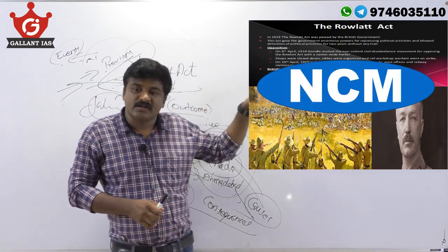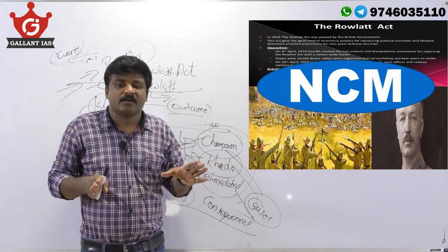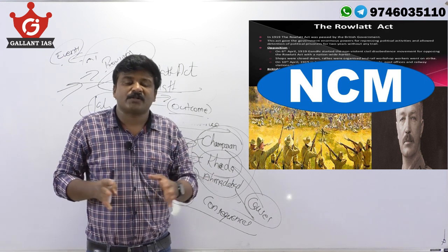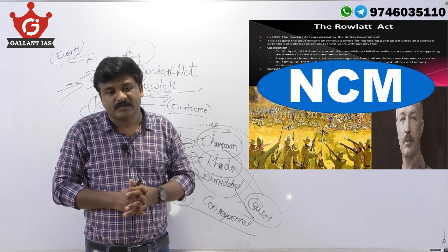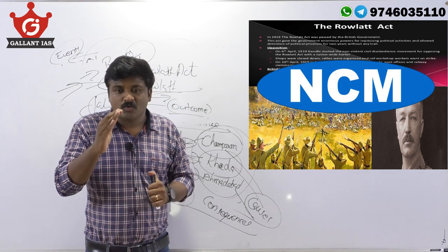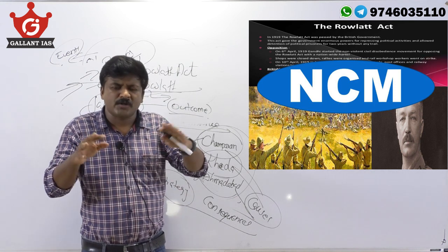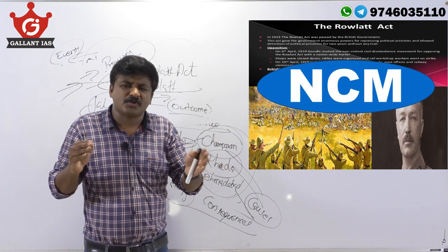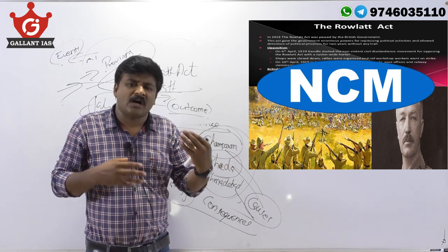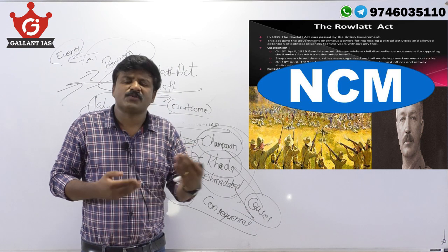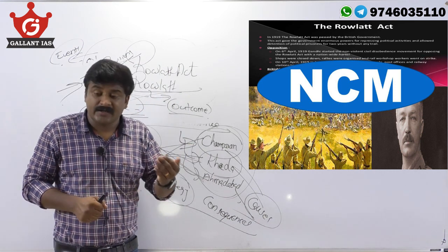The next major event is the Non-Cooperation Movement. You must know the push and pull factors of the Khilafat Non-Cooperation Movement. Okay, that World War I, then the abolition of the Caliphate and the Treaty of Sevres, how it was discriminatory, and how it hurt the religious sentiments of the Indian Muslims.